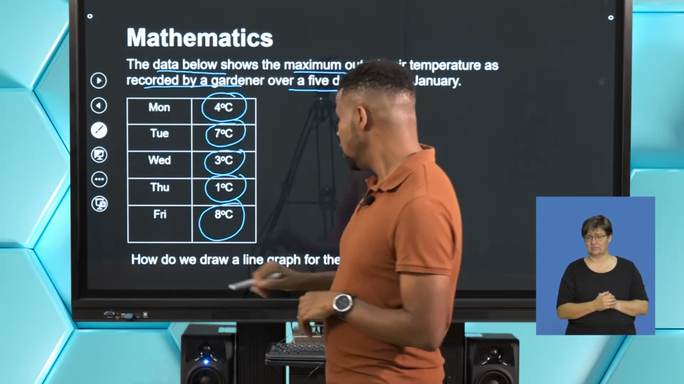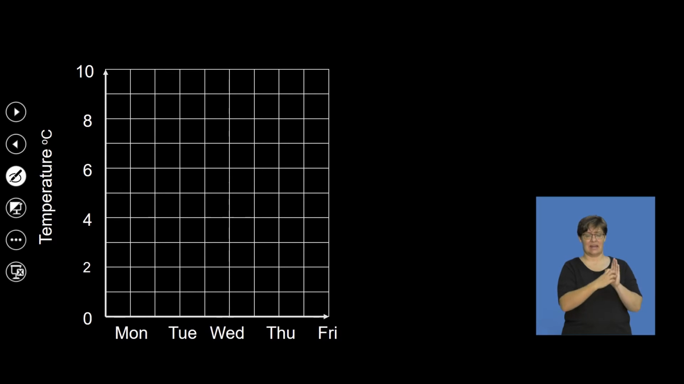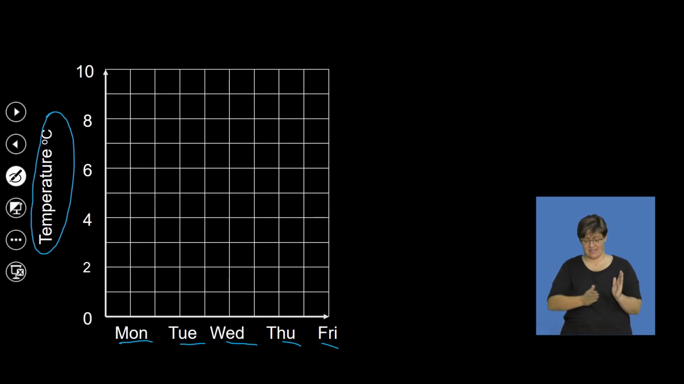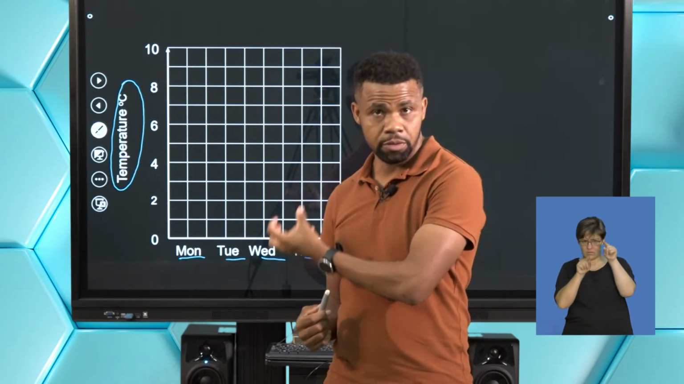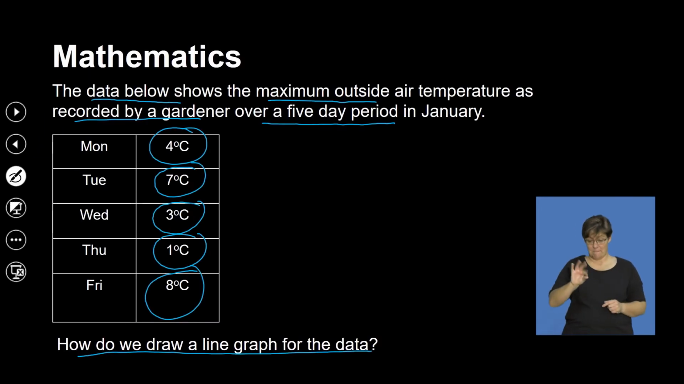Okay. How do you draw a line graph for this? So to draw a line graph, we'll need a Cartesian plane. With the y-axis as the temperature. On the x-axis, Monday, Tuesday, Wednesday, Thursday, and Friday. Okay. What we're going to do is put coordinates on the Cartesian plane. What do I mean by coordinates? If you go back and look, Monday is 4 degrees Celsius, that will be a point, which is a coordinate.